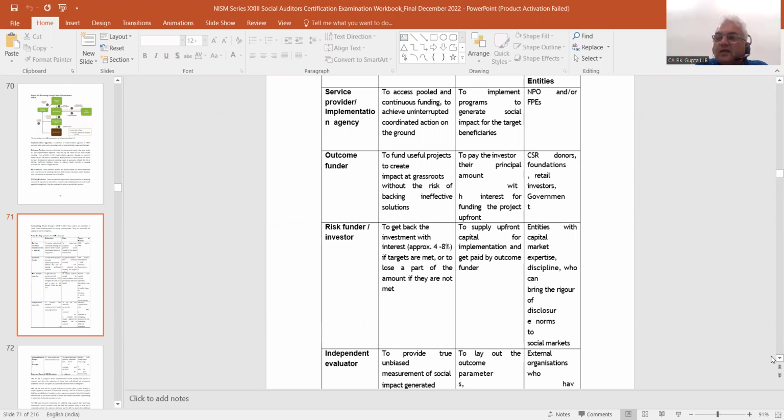Sir, this 4 to 8% interest, who will pay? The outcome funder or the NPO?